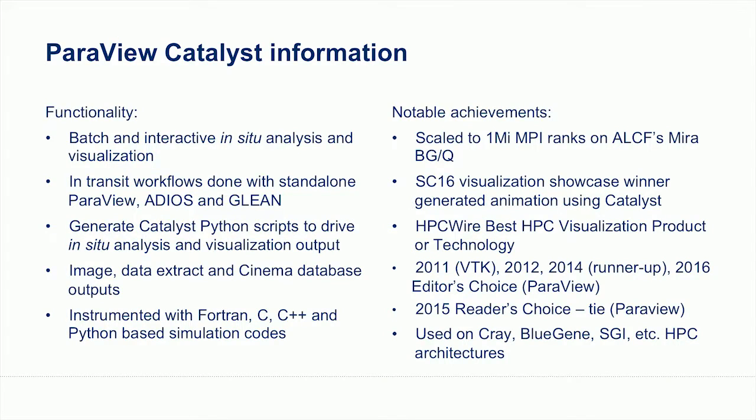So Catalyst supports Fortran, C++, and Python. Some of the notable achievements with Catalyst have been running 1 million MPI ranks on Mira BGQ. This was with a CFD application, an aerodynamics code called Pasta, that the scientist was using to design a better wing. He was looking at boundary layer separation and turbulence on these wing designs. In SC16, the SE visualization showcase winner used Catalyst. It has a number of awards bestowed upon it.